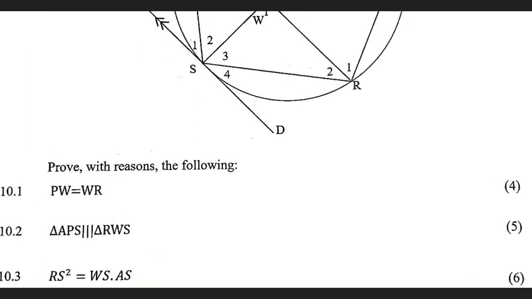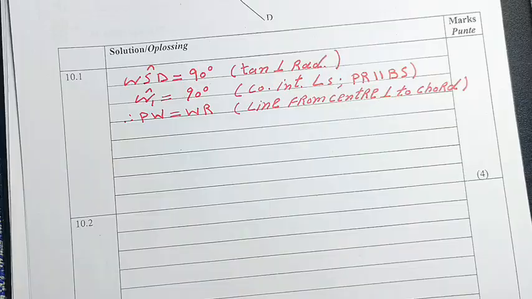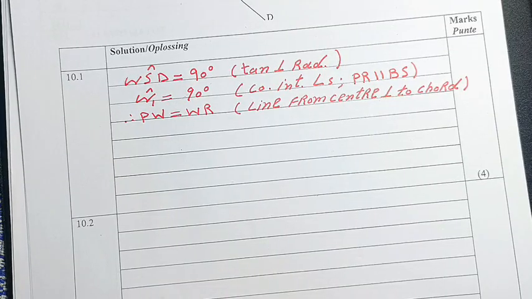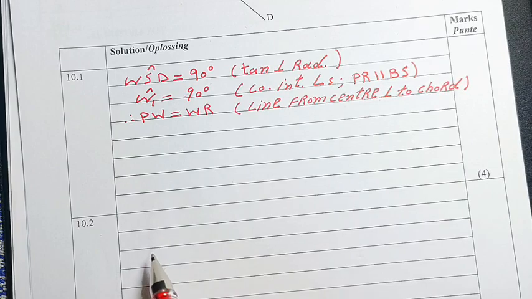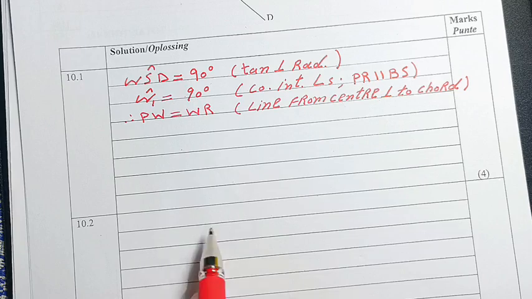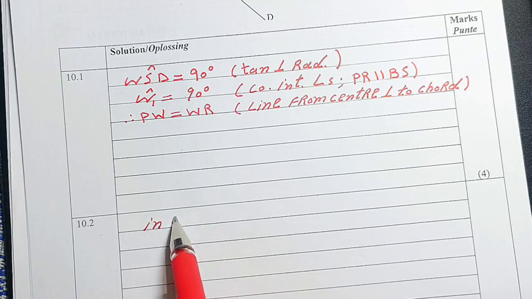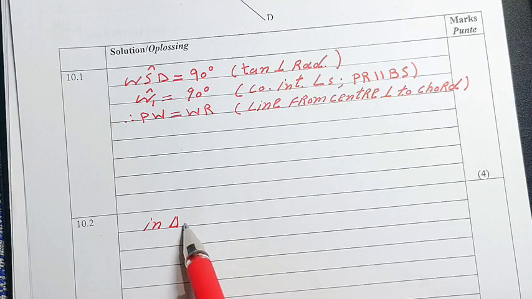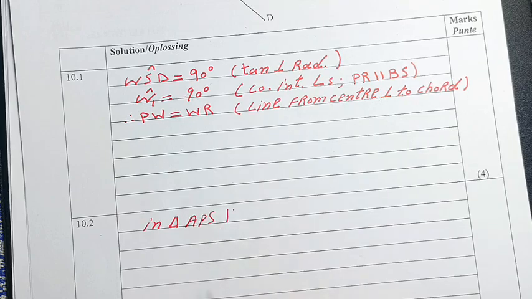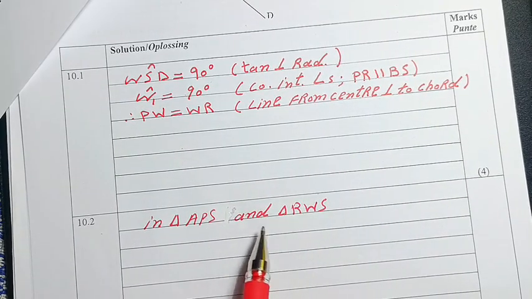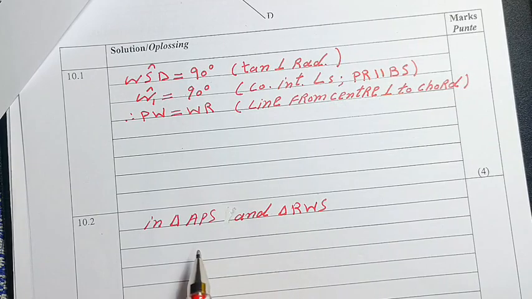10.2. Triangle APS is similar to triangle RWS. Now, the second question is quite interesting. We need to prove, he has already given you this, that these two triangles are similar. So in triangle APS and triangle RWS, we need to prove actually two things, and the third angle is going to be the sum of angles of a triangle, or you can say third angle of triangle. So we need to prove these two triangles are similar.